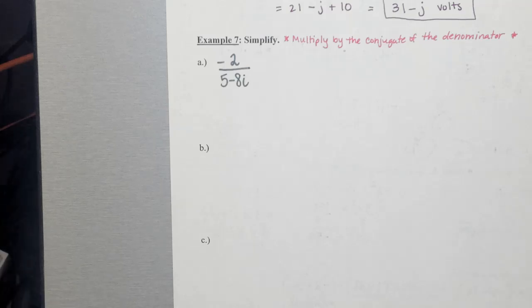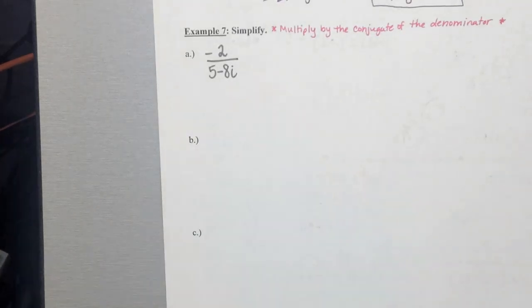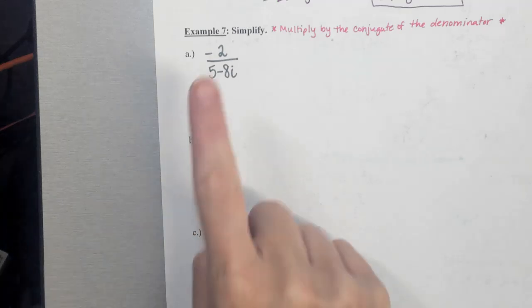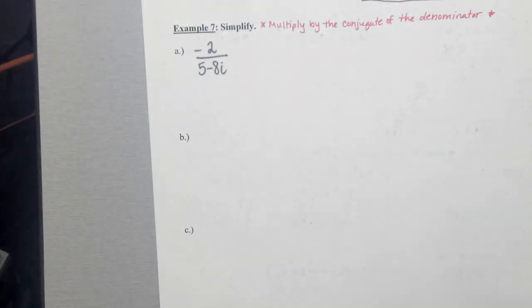So when you are multiplying by the conjugate of the denominator, what you're doing is trying to get rid of the i, because remember the i is the square root of negative 1. So we want to multiply by something that's going to get that i out of the denominator.